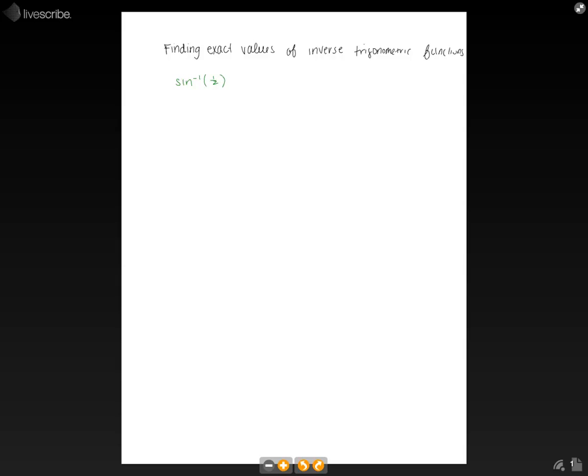So this means what angle whose sine is 1/2. So this means sine of what is equal to 1/2. So we know that the sine of pi over 6 is equal to 1/2. So the inverse sine of 1/2 is equal to pi over 6.